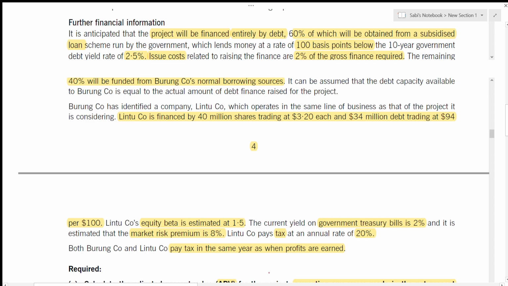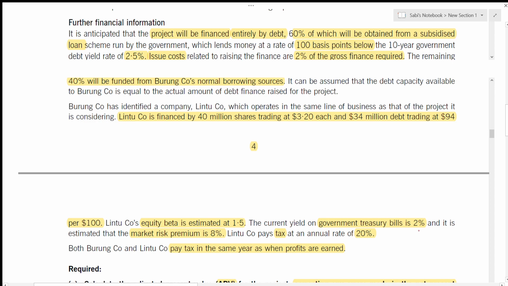Now, the current yield on the government treasury bill is 2%. What is this current yield on government treasury bill is 2%? That is a risk-free rate, because a government treasury bill is a risk-free rate, right? So it is 2%. Indirectly, they are not saying risk-free rate. Indirectly, that's what they mean.